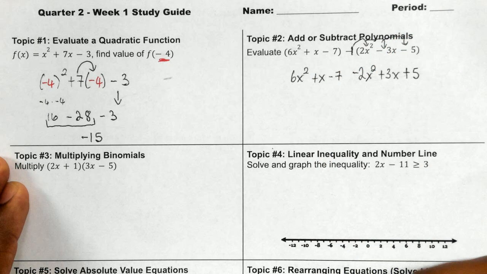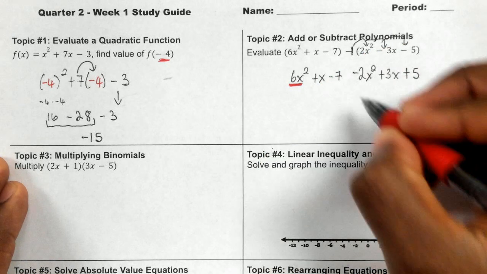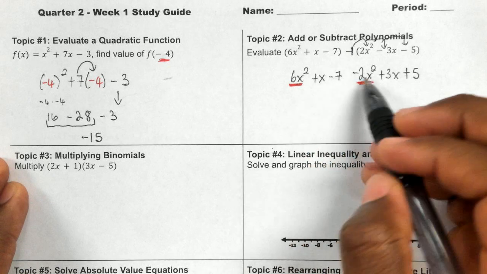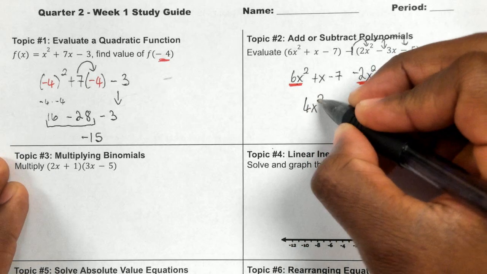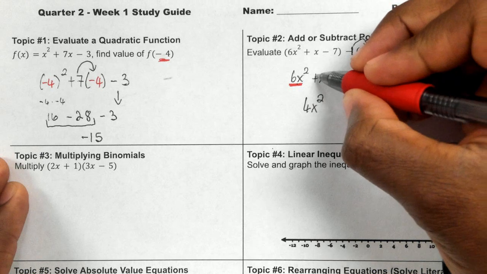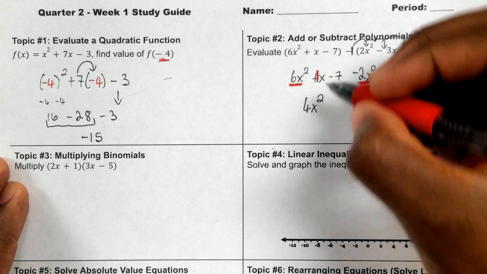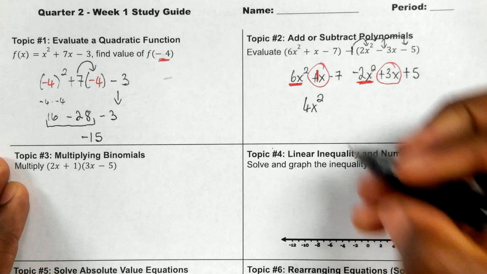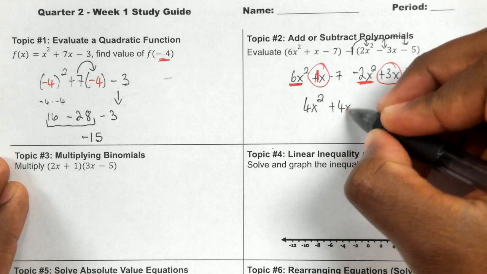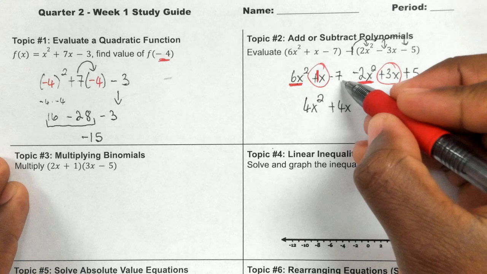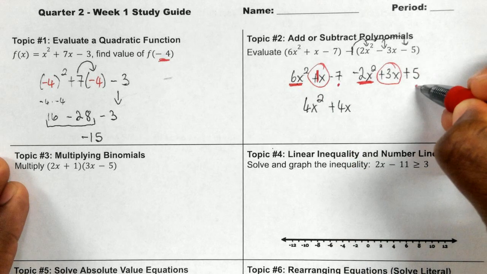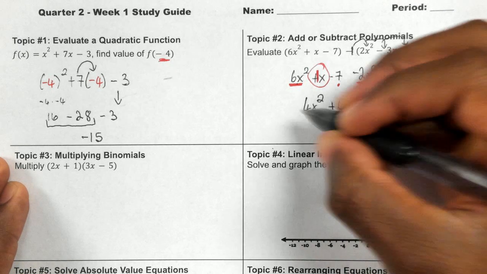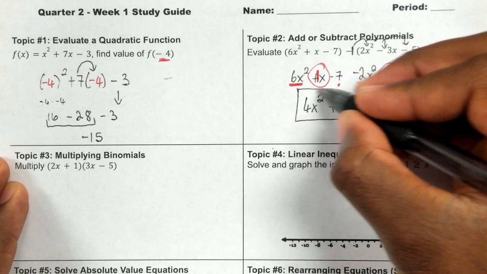Now we're going to combine like terms. So the 6x squared like term is the negative 2x squared. Here you're going to subtract: 6 minus 2 is 4x squared. Here I have a positive 1x, and that's going to go with my positive 3x. Here I'm going to add and I'm going to get positive 4x. And then I have a negative 7 as a constant and a positive 5. Negative 7 plus 5 is negative 2. So again, guys, just like that.